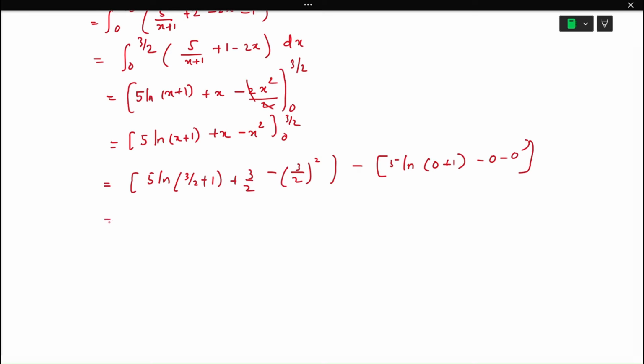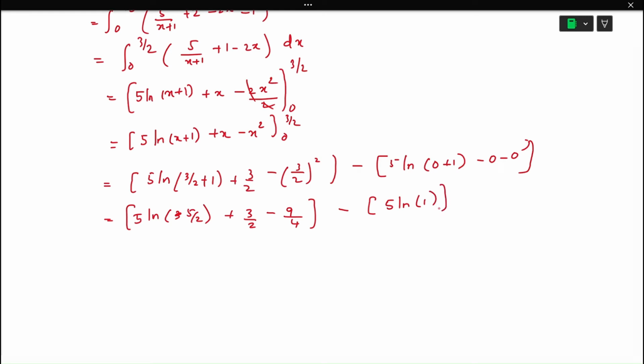Okay, so here 5 log 3 by 2. So I'll take LCM here, 2 plus 3, 5 over 2, then plus 3 by 2. So it has become 9 by 4. Okay, so this is in the bracket, this is the first part, then minus here, everything is the other part.